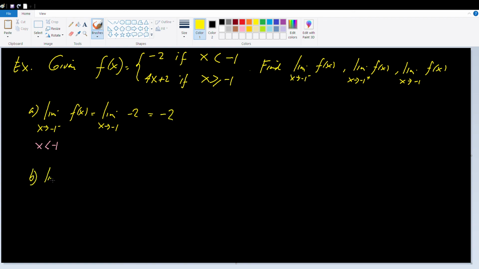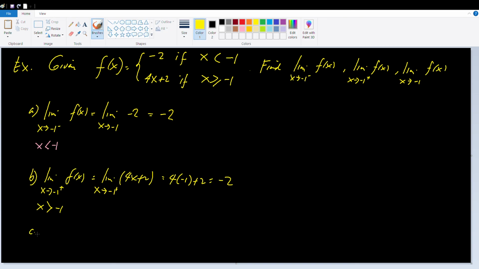Then, the limit of f of x as x approaches -1 from the right. It means that x is greater than -1. And for x greater than -1, we shall be using 4x plus 2. The part of the definition for x greater than or equal to -1 is 4x plus 2. So as x approaches -1 from the right, we do the substitution method. 4 times -1 plus 2. -4 plus 2 is -2.